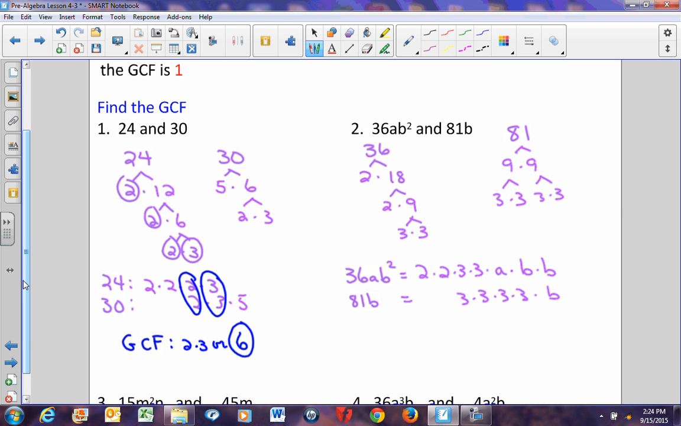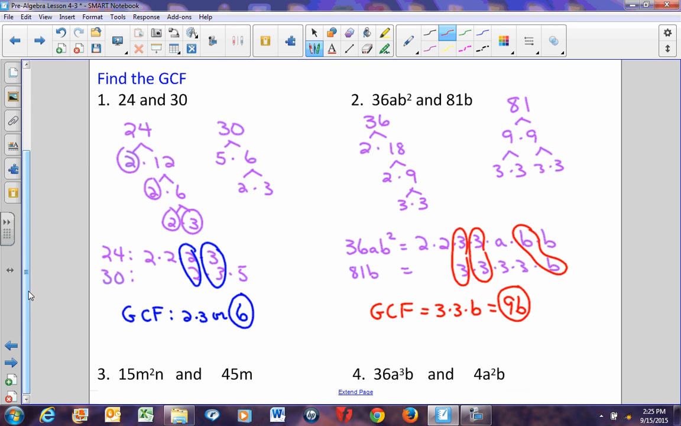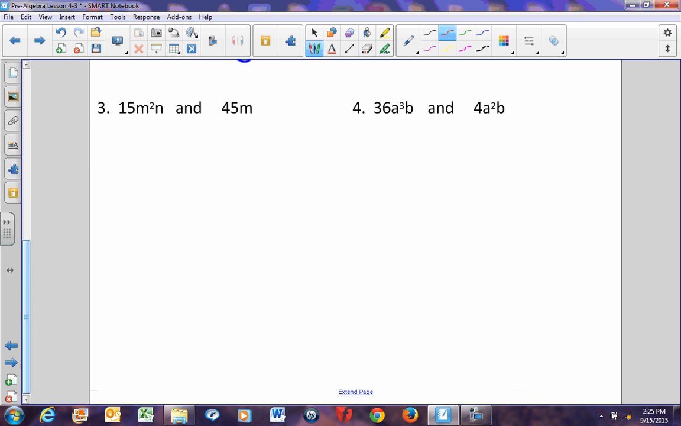What do they have in common? I have a pair of 3's in common, and I have a b in common. So the GCF then is 3 times 3 times b, which is 9b. The greatest common factor of 36ab squared and 81b is 9b. Let's look at a couple more examples. The more examples we have, I think the better you'll understand.